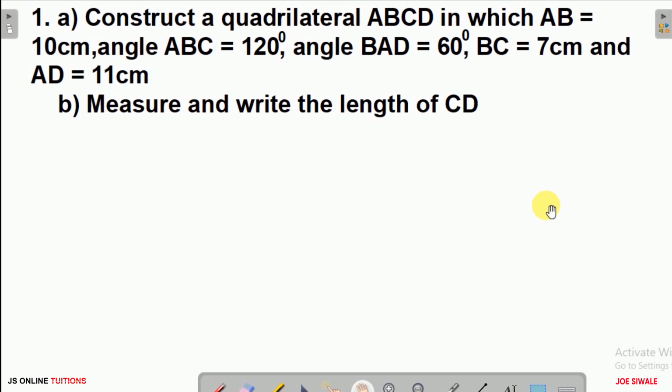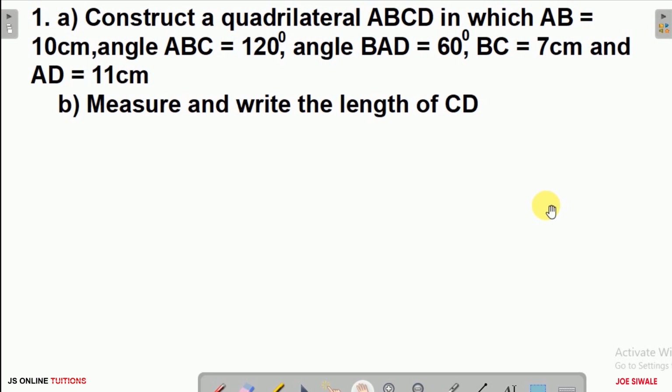Question 1a reads, construct a quadrilateral ABCD in which AB is equal to 10 centimeters, angle ABC is equal to 120 degrees, angle BAD is equal to 60 degrees, BC is equal to 7 centimeters, and AD is equal to 11 centimeters. Then question B reads, measure and write the length of CD.